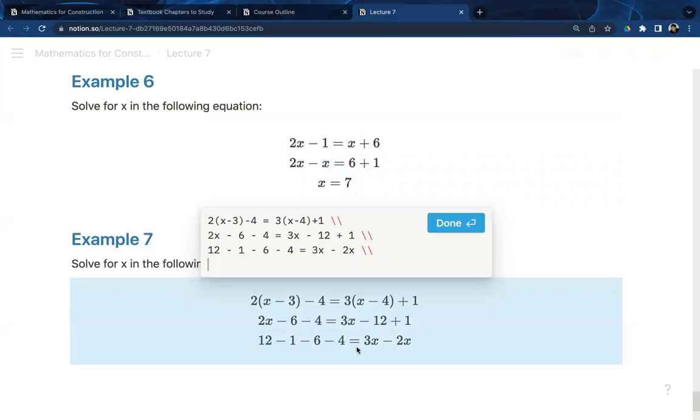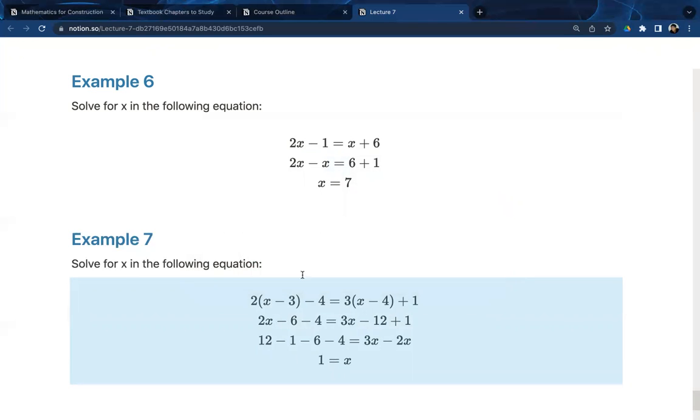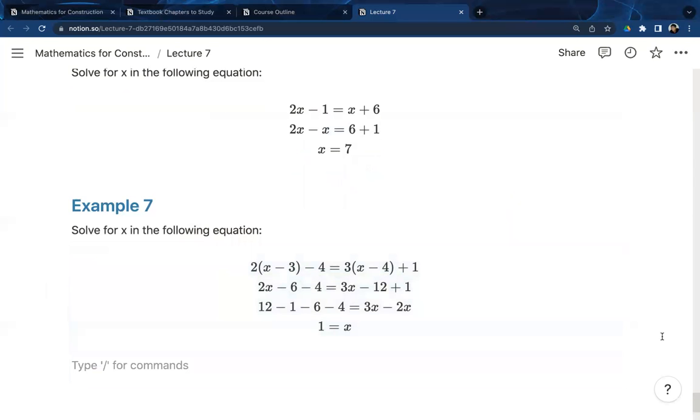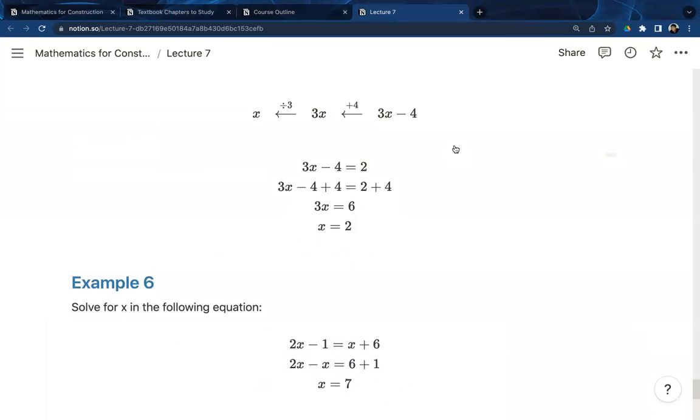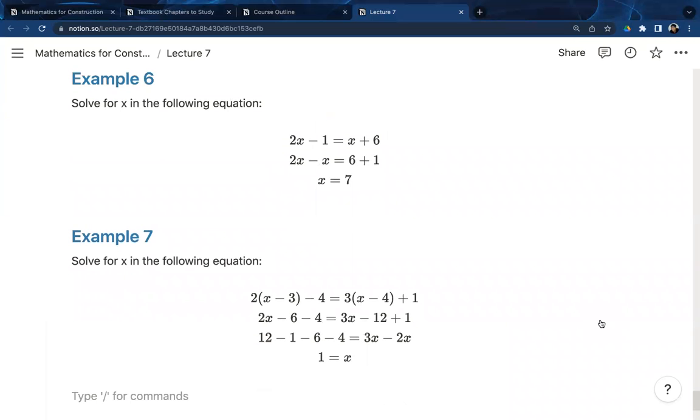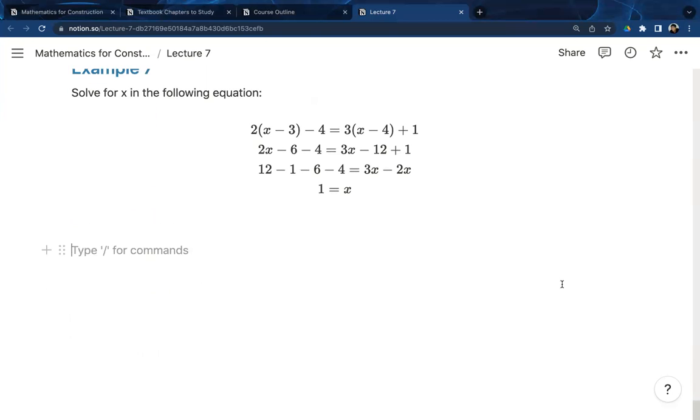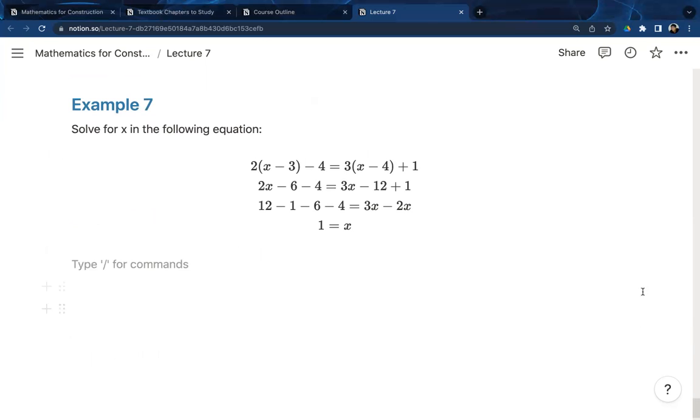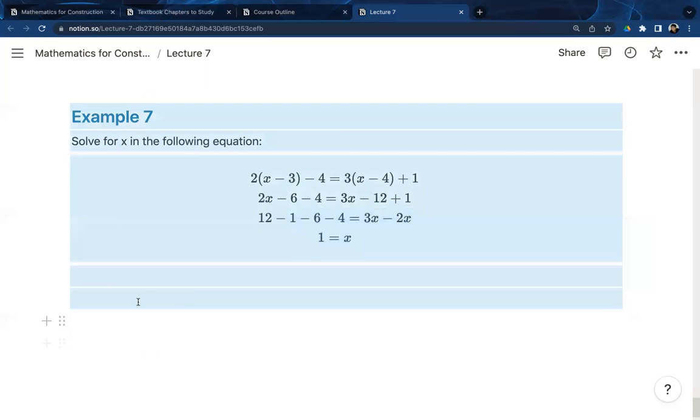So now, just work this out. 12 minus 1 is 11. 11 minus 6 is 5. 5 minus 4 is 1. And that's 3x minus 2x is x. So I really didn't even need for these examples to use the sequence diagrams really, right? Transposing helps a lot, okay? So I could probably give you all another one to work out here just for practice.